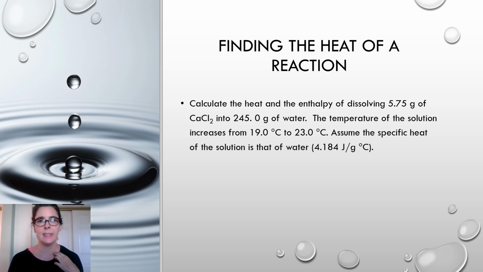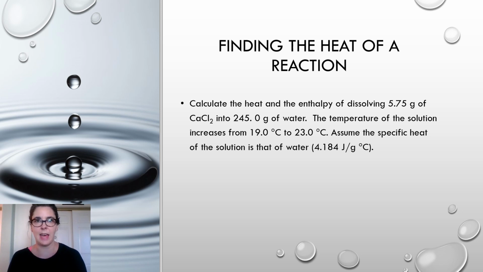Okay, so finding the heat of a reaction. How do we go from the heat of the reaction to being able to report the enthalpy of the reaction? We're going to run through an example of this because I think this one's best seen by doing an example. We're going to calculate the heat and the enthalpy of dissolving 5.75 grams of calcium chloride into 245 grams of water. When this is done, the temperature of the solution increases from 19 to 23, and assume the specific heat of the solution is that of water at 4.184 joules per gram degrees Celsius.